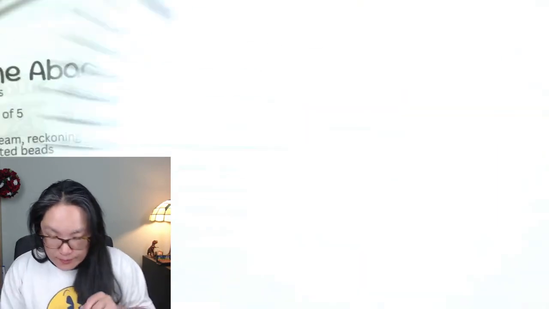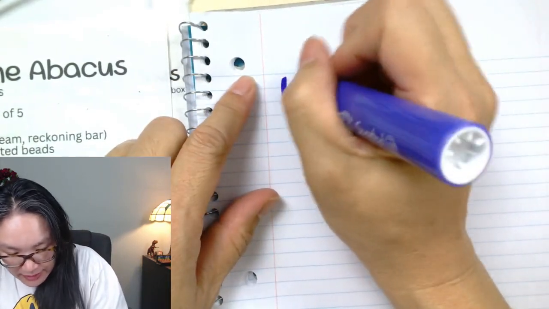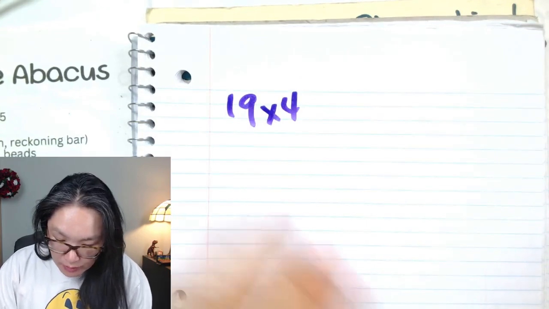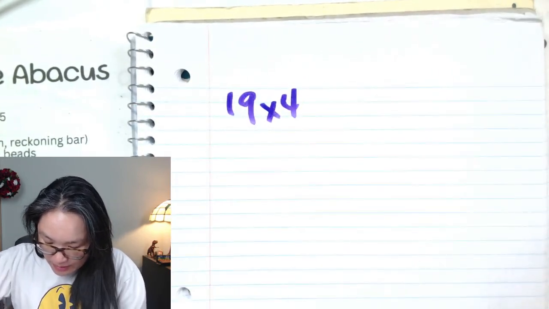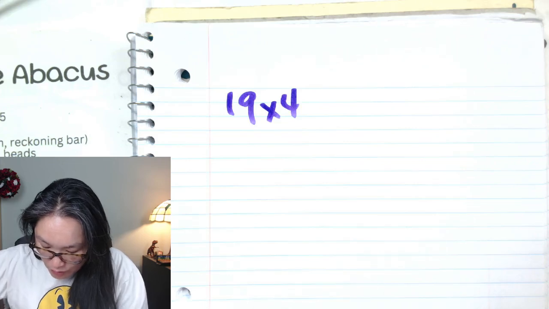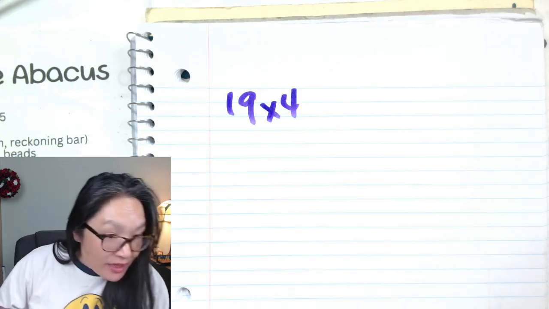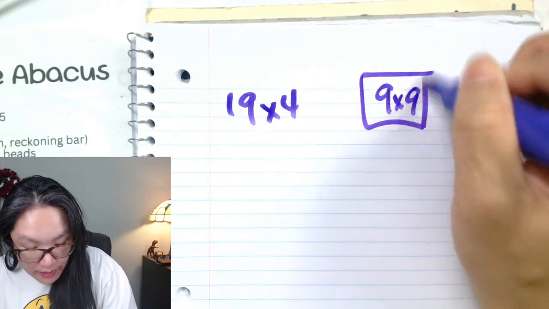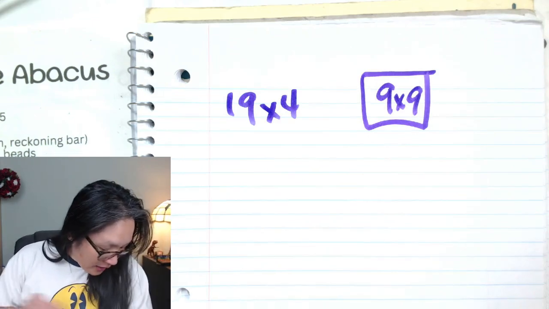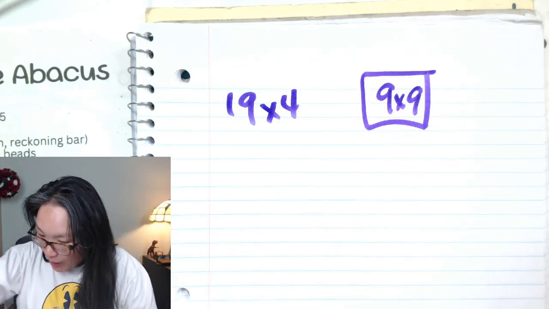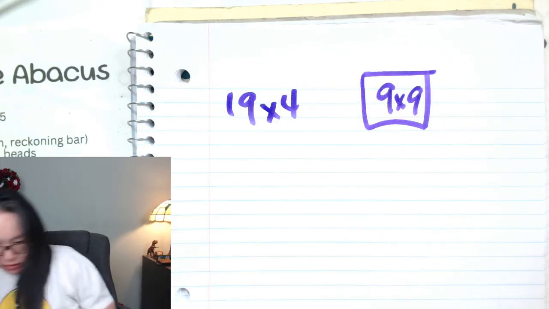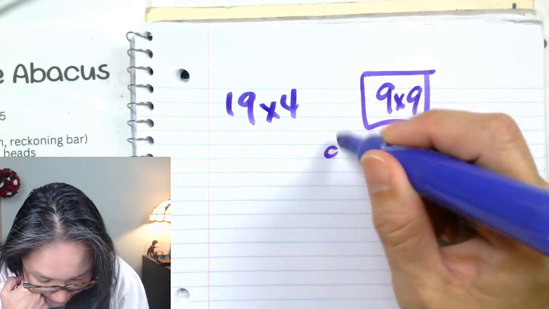Okay, we'll do this. So we have 19 times 4. Now, if you notice, we're doing multiplication. In abacus, we don't do our math facts. You need to memorize your math facts, and the math facts you need to memorize go up to 9 times 9. Because after that, it will be called distributive property. Does anybody know what distributive property means? Whoa, that's a big terminology.